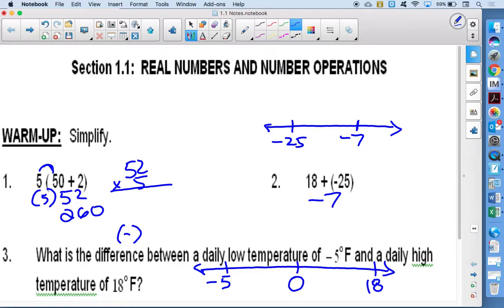Go ahead, Megan. Positive 23 degrees. Nice job, because anytime I'm moving on a number line in the right direction, it's positive. If I'm going left this way, it's going to be in a negative direction. All right? Good job on that. Any questions on those?